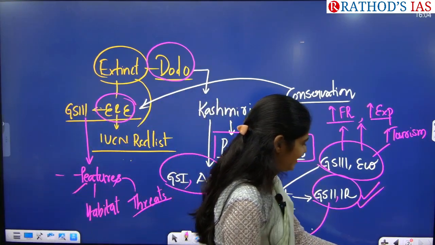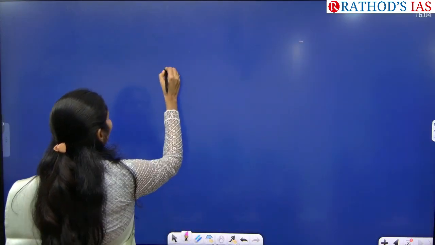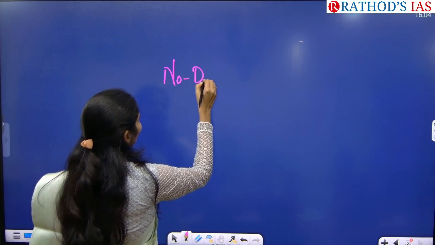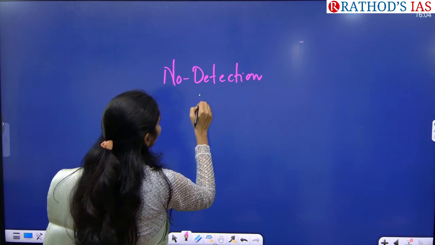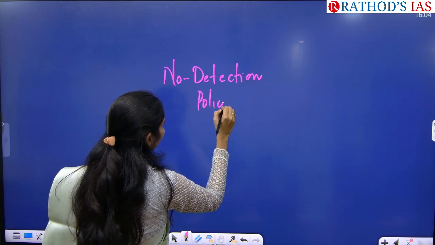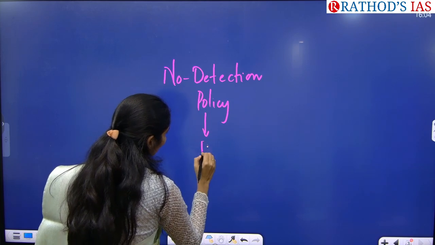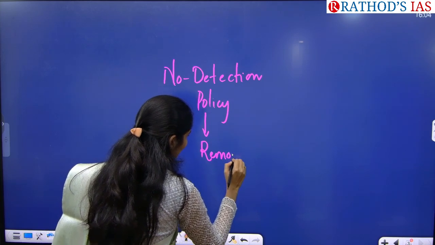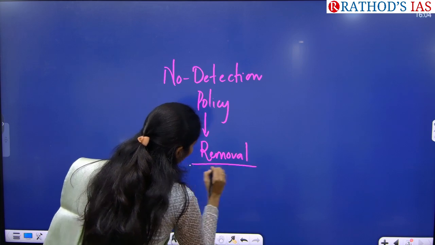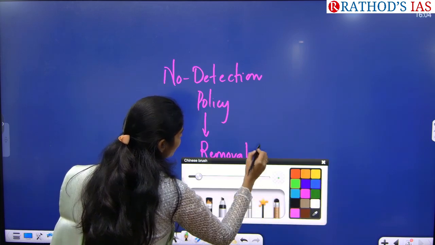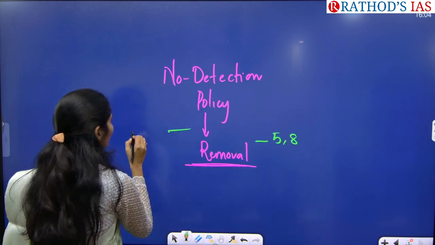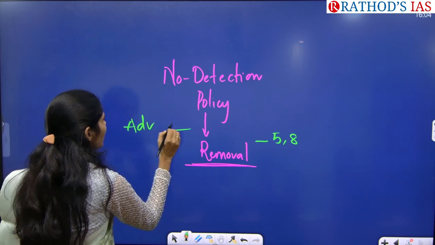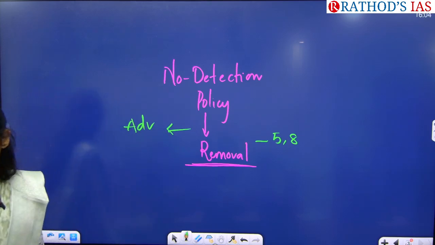Okay, so now tell me what are the advantages of this no detention policy removal. Scrap means removal, right? So now the central government has removed this no detention policy for 5th as well as 8th class. Okay, now tell me what are the advantages. So why might the government remove this?